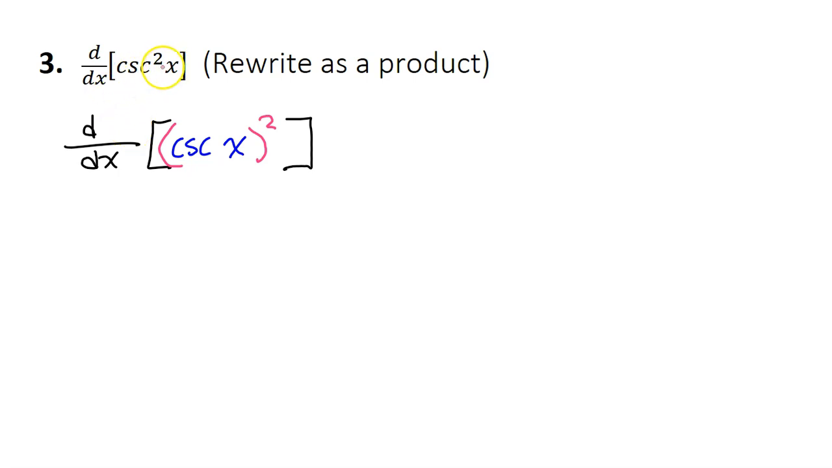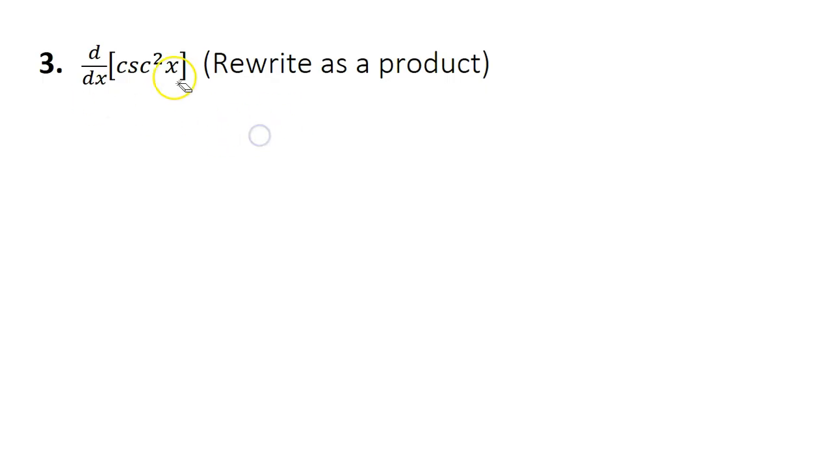Cosecant squared is really cosecant x, that whole thing squared. Looking at it this way, we are looking at a function that's inside of another function. This would require the chain rule to take the derivative directly, and we have not learned the chain rule yet. So instead, we are going to rewrite this as a product. So we can think of this as the derivative of cosecant x times cosecant x.